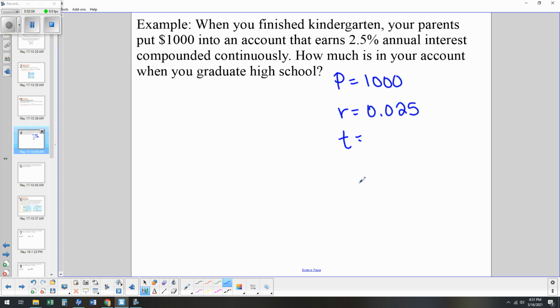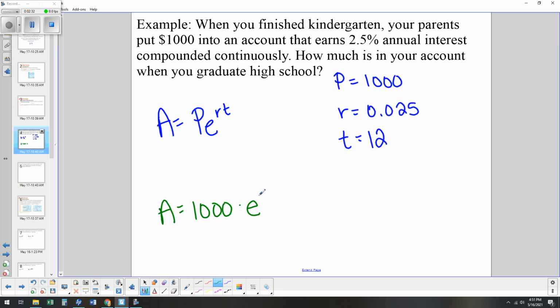And time. If it was when we finished kindergarten, and we want to know what it is when we finish high school, we need to know how many years have passed between them. So once we finish kindergarten, we have to do grades 1, 2, 3, 4, and so on, all the way up to grade 12, which is when we end high school. So T would be 12. So we're going to take our formula, A equals PERT, P times E to the RT. And we're going to plug in 1,000 for P times E raised to the 0.025 times 12.